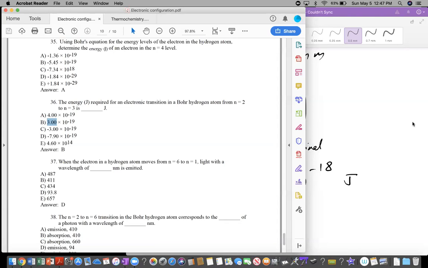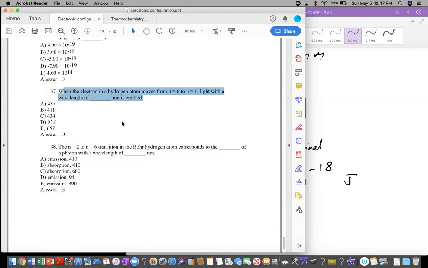All right. Questions, guys? Oh yeah, I'm trying to see how you did number 37, but you went a little fast, honestly. I mean, these problems are not at all hard if you know what equation to use. If you read the question, it's asking if the electron goes from N6 to N1, what the wavelength is going to be.